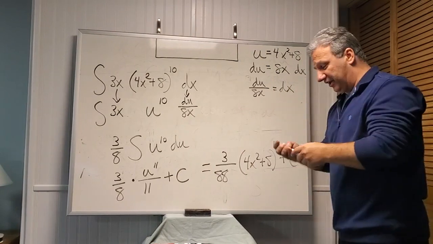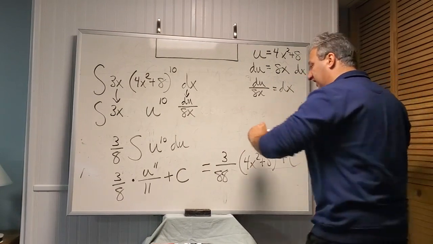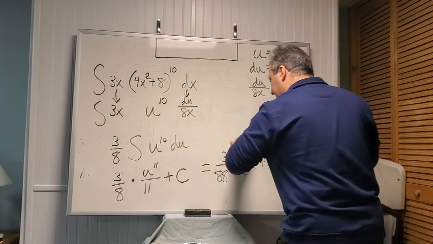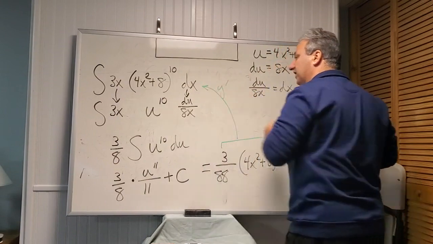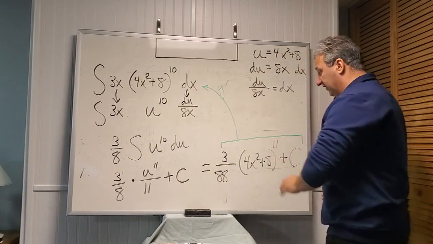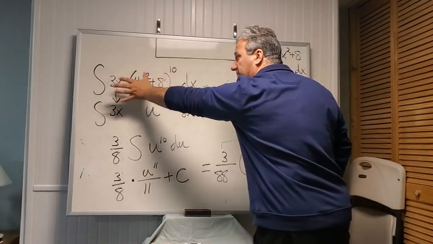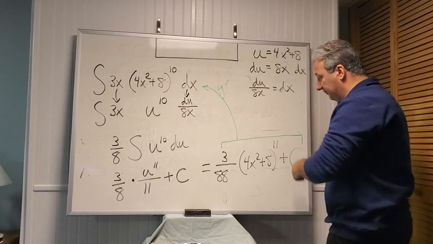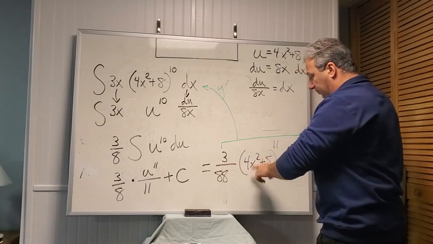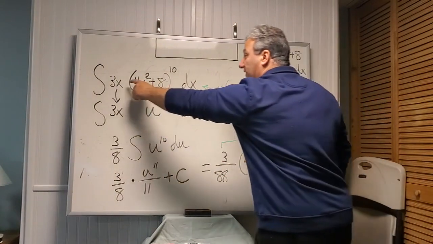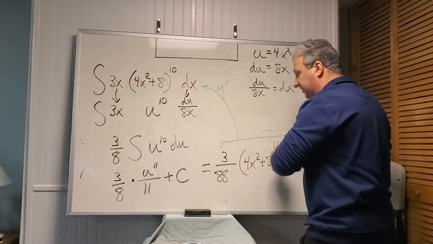And the great thing about it is if you're really good with derivatives, if you take the derivative of this expression, it better be right up there. That's the cool thing. If you take the derivative of this expression, it should be right there. That is, bring the 11 down. That gives you 33 over 88. Got it. This to the 10th. Well, we have that to the 10th, right? 4x squared plus 8 to the 10th.